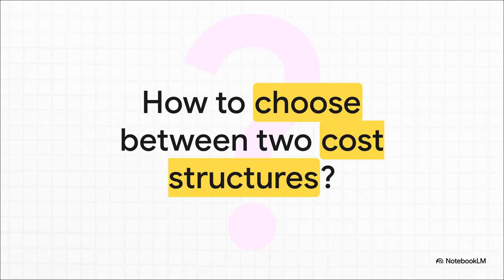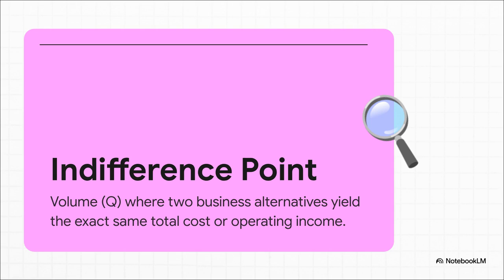This scenario analysis acts as a massive decision-making puzzle, triggering those active problem-solving pathways in your brain. How do you find the exact tipping point where one option becomes better than the other? That tipping point is called the indifference point. At this specific point, you are mathematically neutral.